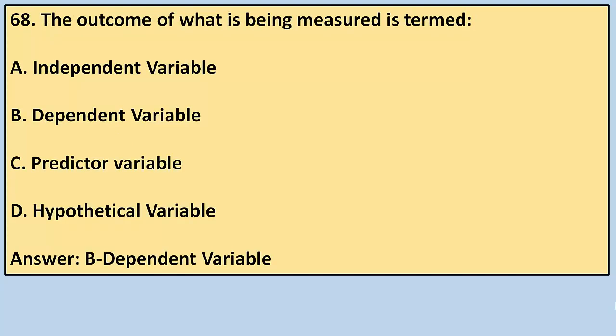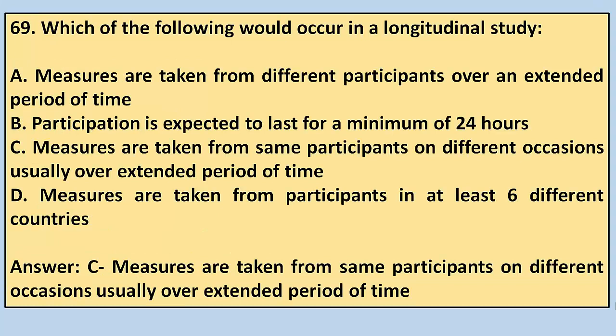The outcome of what is being measured is termed A. Independent variable. B. Dependent variable. C. Predictor variable. And D. Hypothetical variable. Answer is D. Dependent variable.